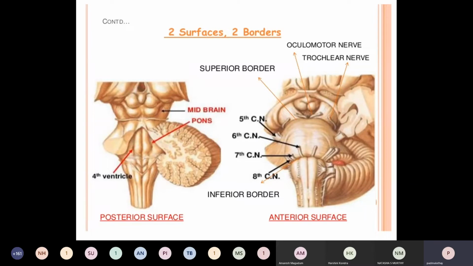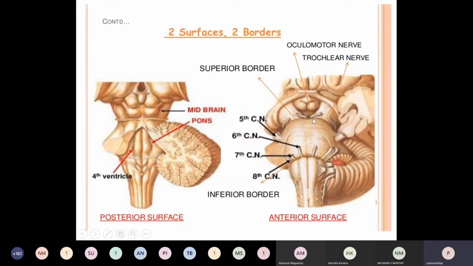In addition to that, this is the upper border and this is the lower border of the pons. At the junction between the lower border of the pons and the medulla, we can see the origin of the cranial nerves, that is the 6th, 7th and 8th cranial nerves. The corresponding nuclei will be present in the internal features of the pons. So the emergence of the 6th, 7th and 8th cranial nerves is between the pons and the medulla, that is at the lower border of the pons.